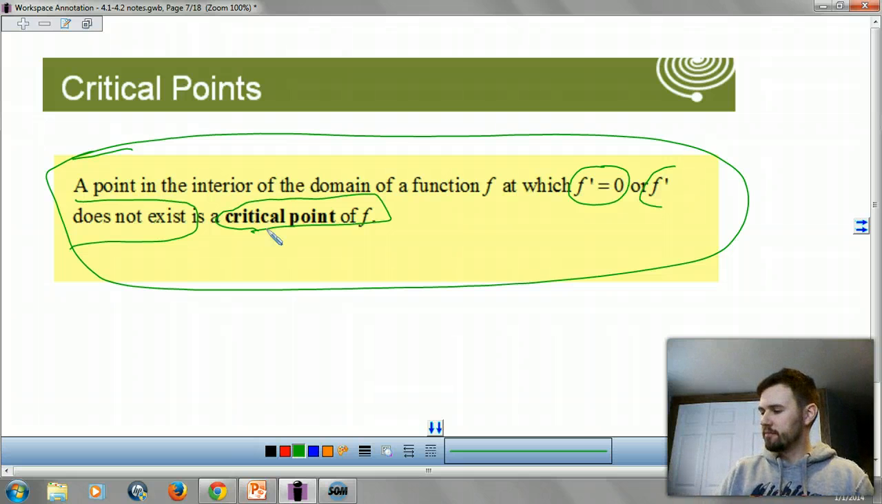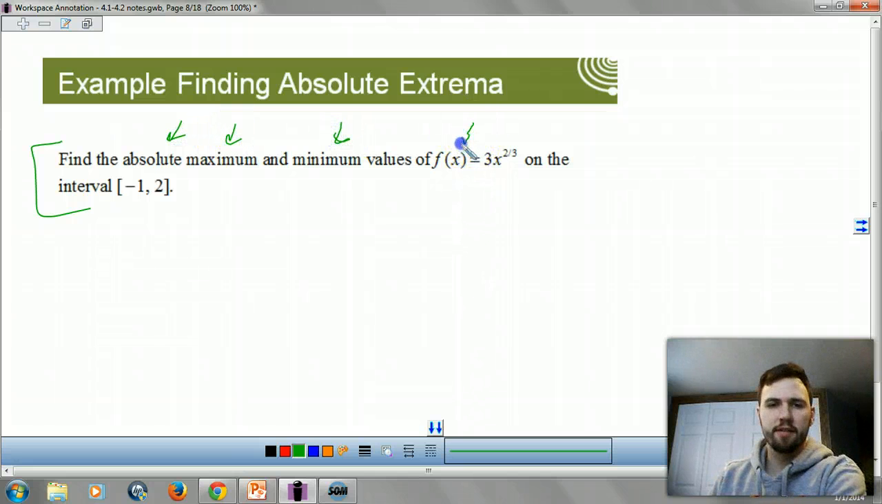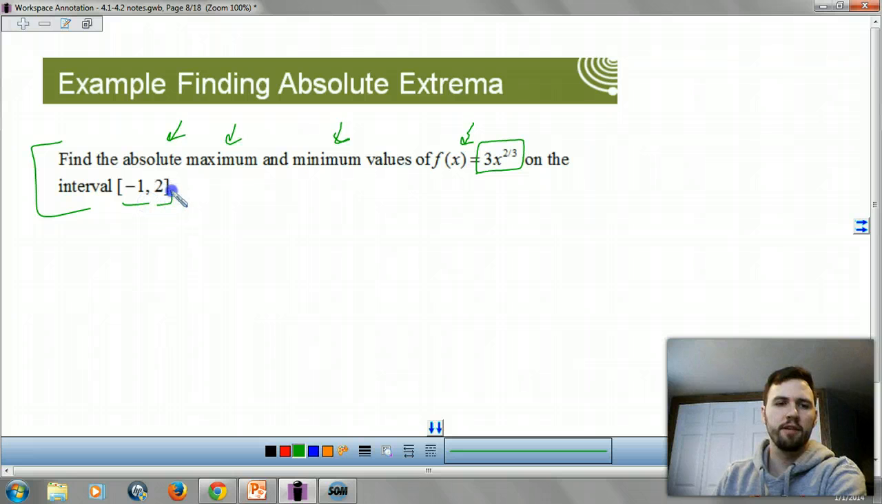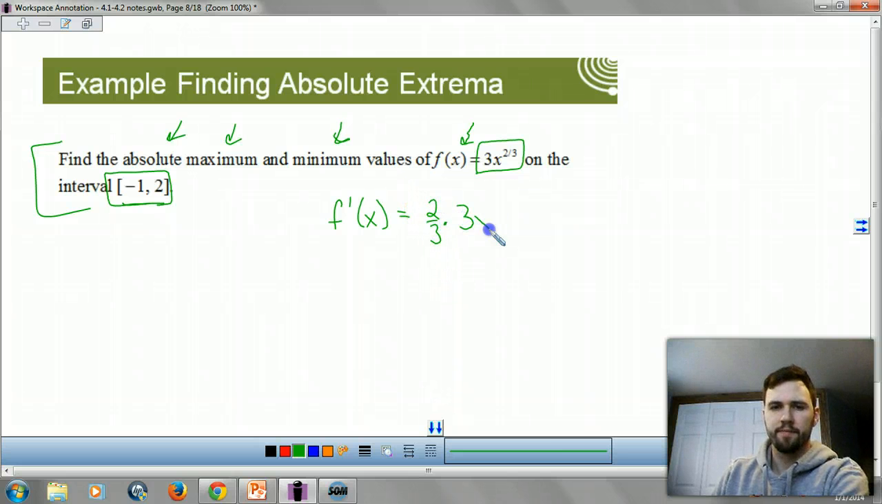Well, anyway, let's take a look at an example. Find the absolute max and min for the function f(x) = 3x^(2/3) on the interval [-1, 2]. So first things first, I have to find the derivative of the function. I move my 2/3 out in front, and 2/3 minus 1 is -1/3.